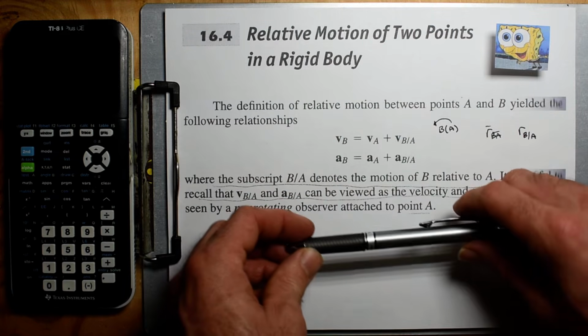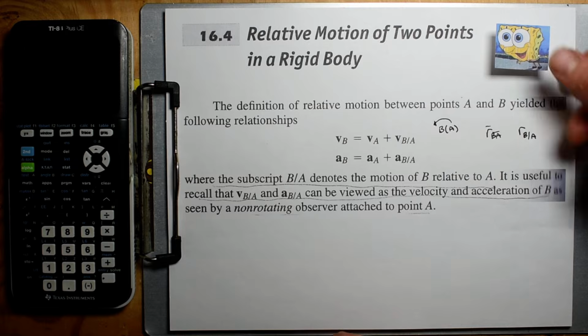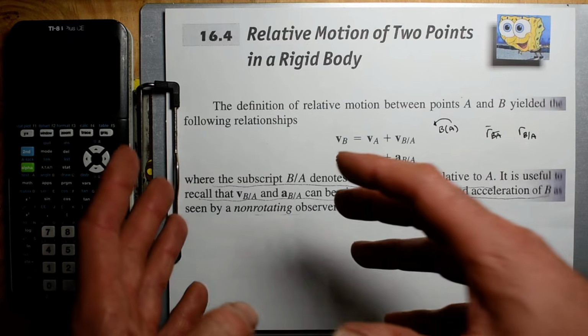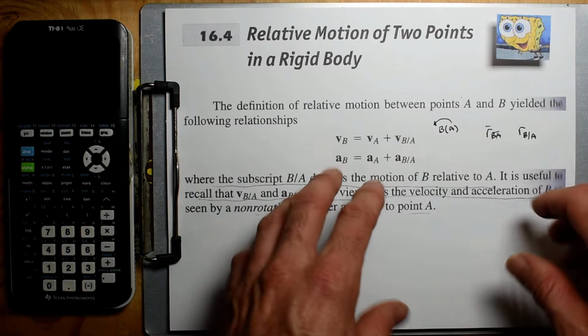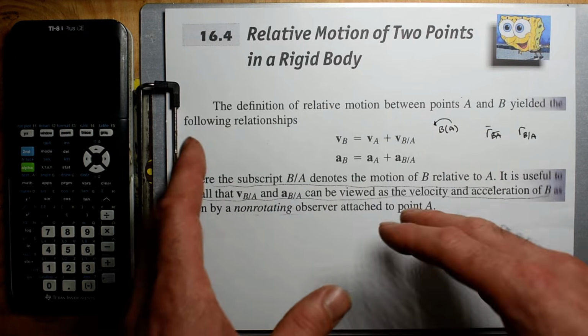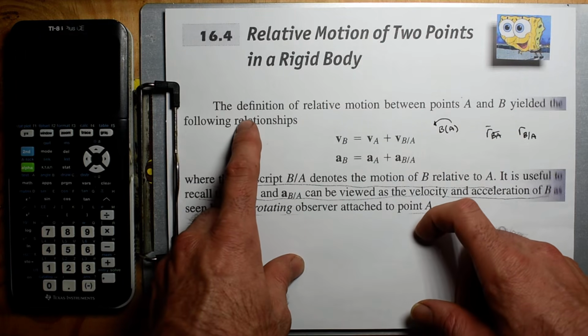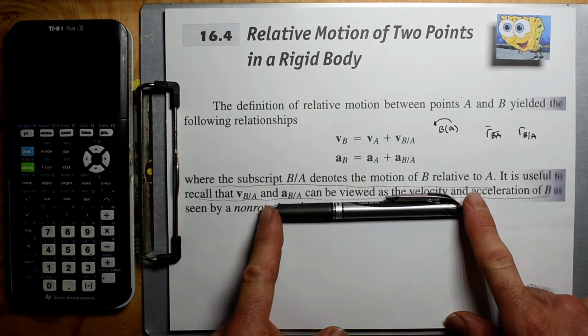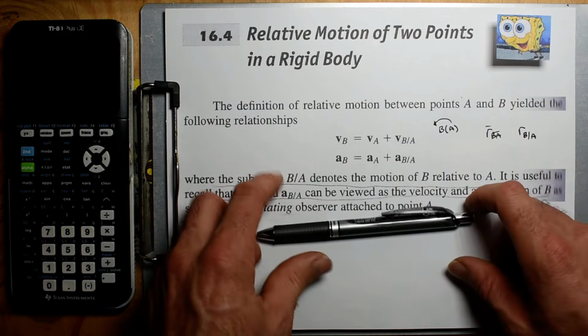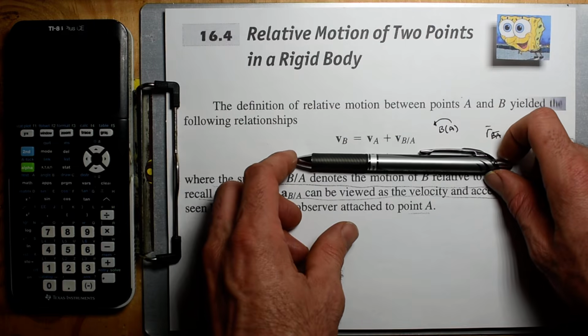And so just keep that in mind, because that's going to be useful for what we can have and what we can't have. And that really simplifies the motion that we're going to be able to see. So here's the definition of relative motion between points A and B. They're going to yield the following relationship. We're just going to look at the velocity one.